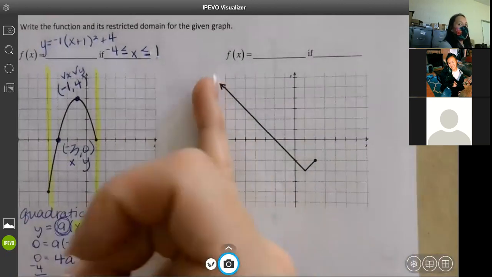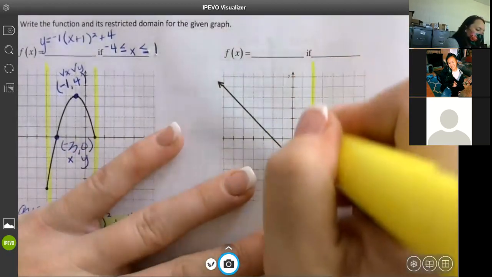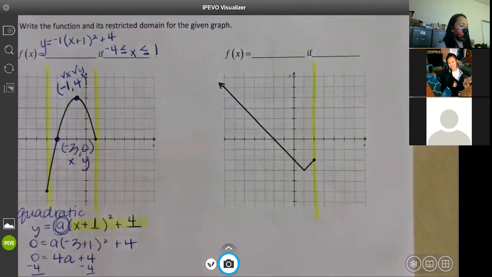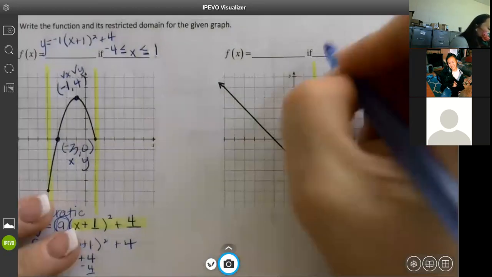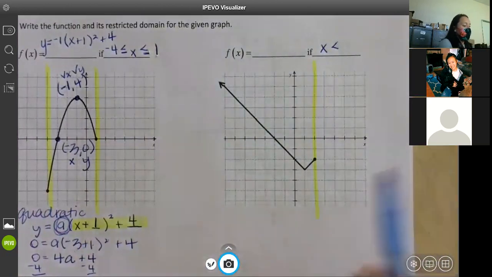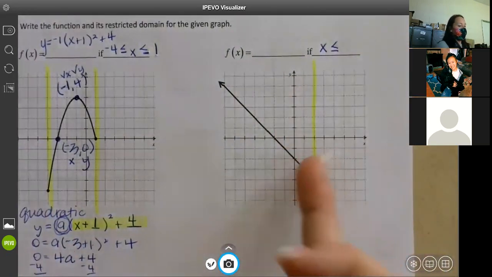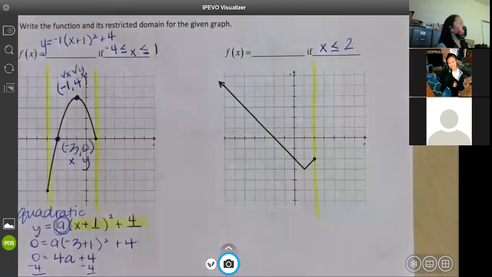I see an arrow on this side, so I know that I don't have a boundary over here, but I see a closed point on this side. So we're not graphing in between, we're graphing on which side? The left. Everybody go to that. Which inequality represents the left? Less than or greater than? Less than. So x less than, again, because we're graphed on the left. This is a closed point, so we're going to do equals to. And where is that line graphed? That's it. That's all you do.